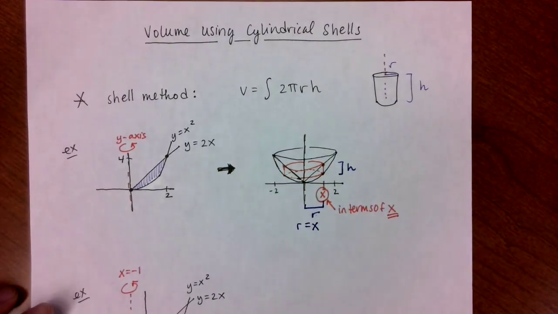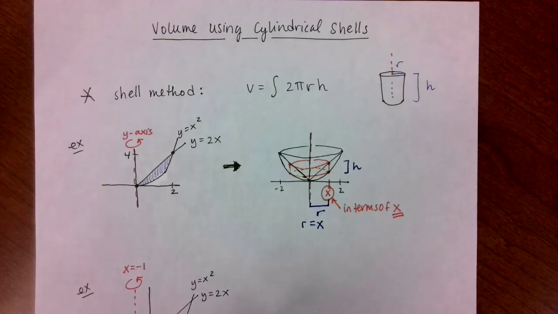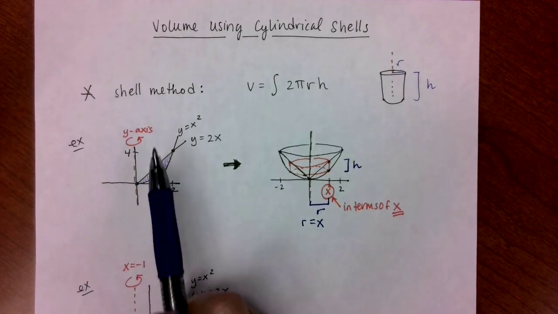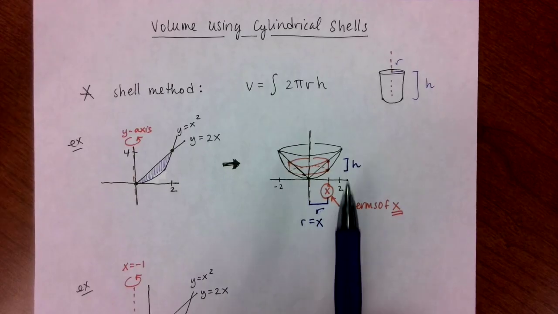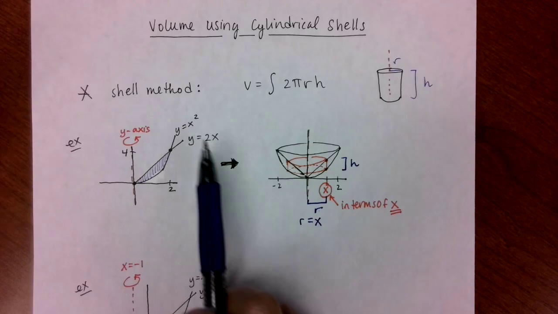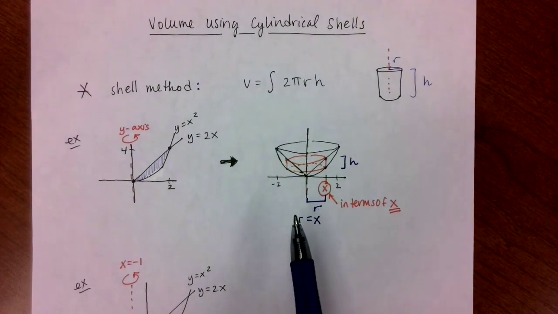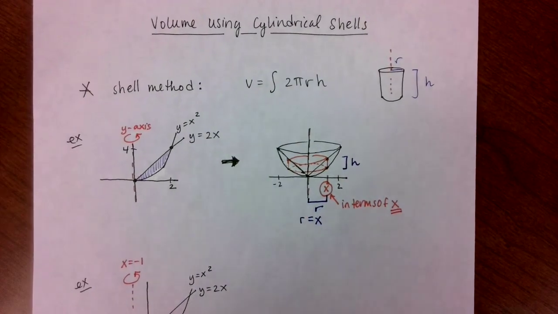So in this problem, r is just x. In fact, anytime you rotate about the y-axis, the radius will just be x. The height does involve the curves that set the problem, which makes sense, right? They should both be involved somehow.